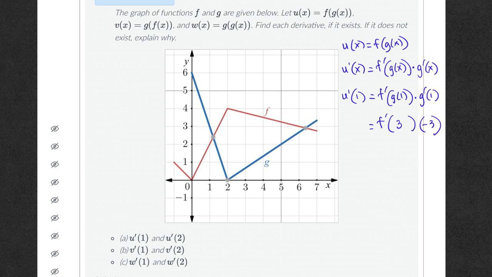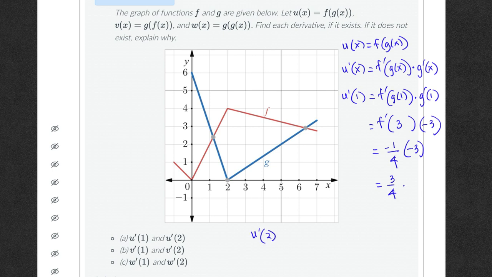We still need to evaluate f prime of 3. F prime of 3 is the slope of the graph of f at x equals 3. At x equals 3, the slope of this line is rise over run. This time, we go down 1 and go over 1, 2, 3, 4. So f prime of 3 is negative 1 over 4. We still need to multiply by negative 3, and so the answer is 3 over 4.